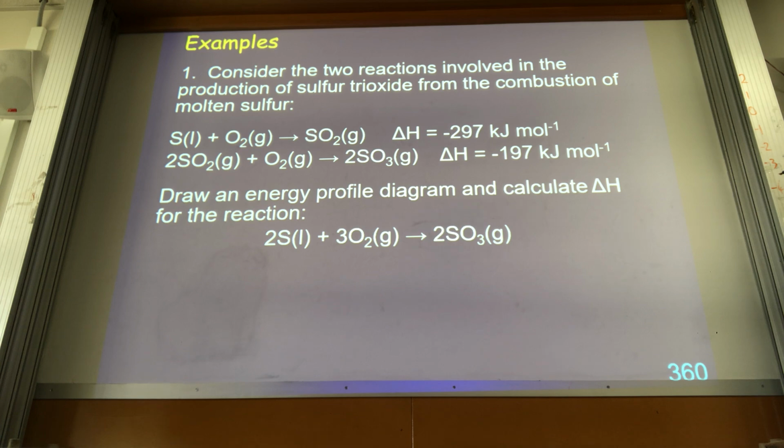So in our first example, there are two reactions. Basically they're involving the production of sulfuric acid. First thing is that sulfur is oxidised to sulfur dioxide, a strongly exothermic reaction. And then the next thing that happens is the sulfur dioxide is oxidised to sulfur trioxide, another exothermic reaction. So if we want to look at the overall change in energy, what's the enthalpy for this reaction?